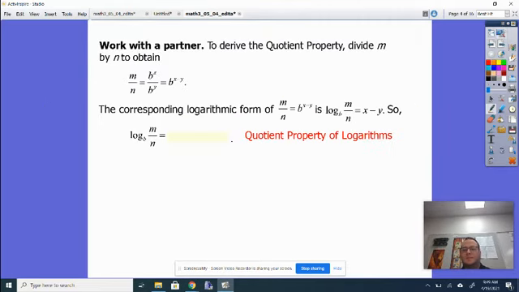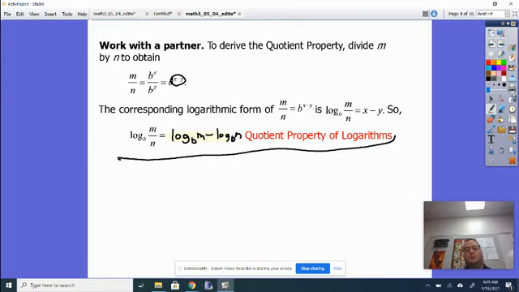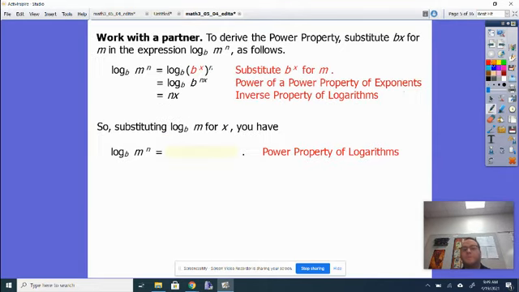Using that same idea, we should be able to do something very similar with the quotient rule. And what we're going to get is log base b of m minus log base b of n. Again, for that same reason, when I log both sides, it's going to turn into that minus, and then I would substitute back in. So this would be my quotient property of logarithms. If I have a subtraction symbol, basically what that means is it's going to go on the denominator.